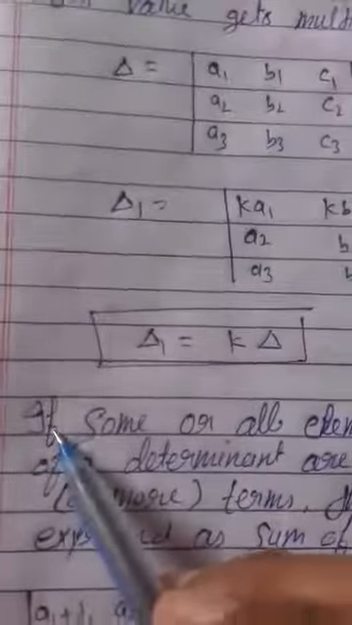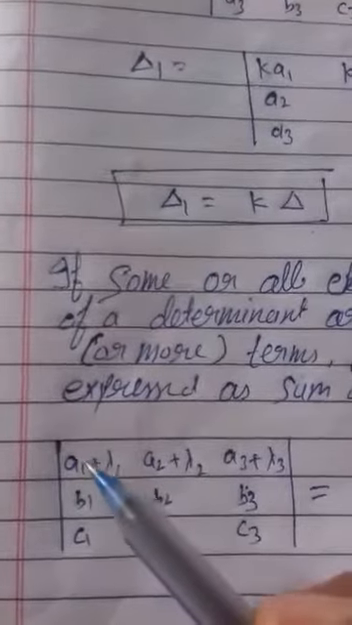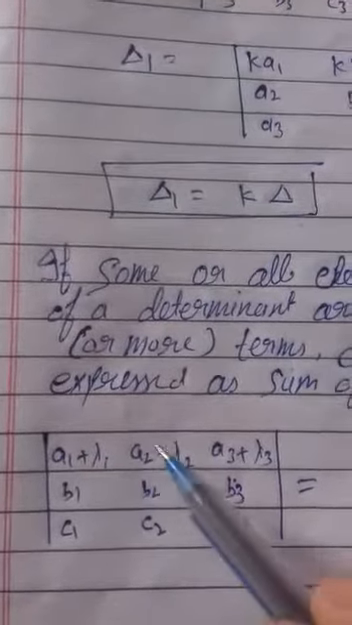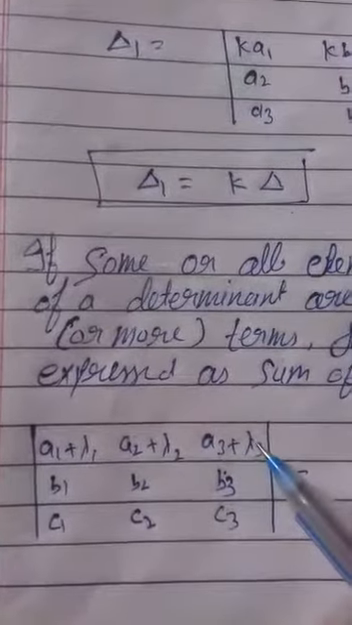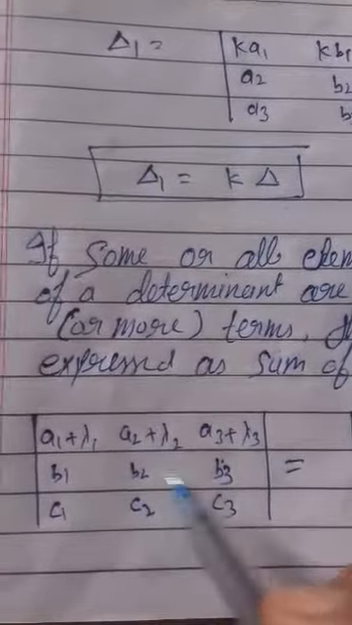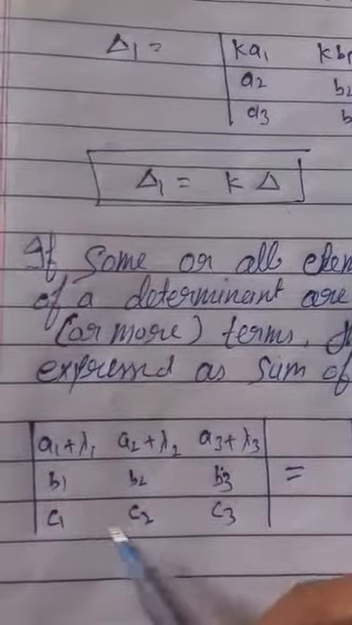Next property: if some or all elements of a row or column of a determinant are expressed as a sum of two or more terms, then the determinant can be expressed as a sum of two or more determinants. Suppose the first determinant has first row a1 plus lambda 1, a2 plus lambda 2, a3 plus lambda 3, and second row is b1 b2 b3, and third row is c1 c2 c3.